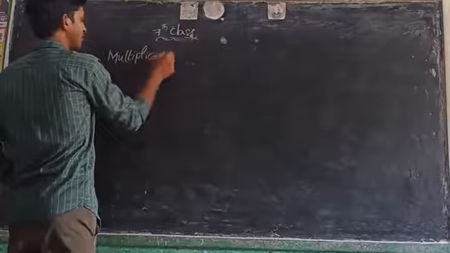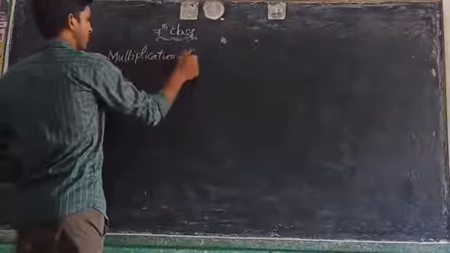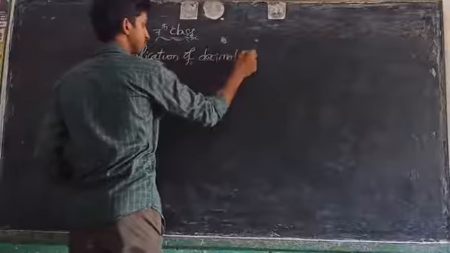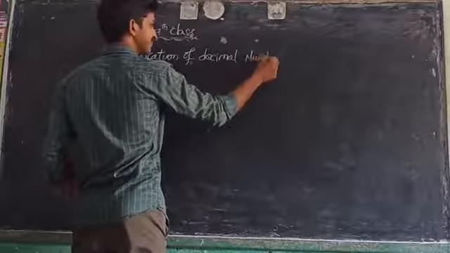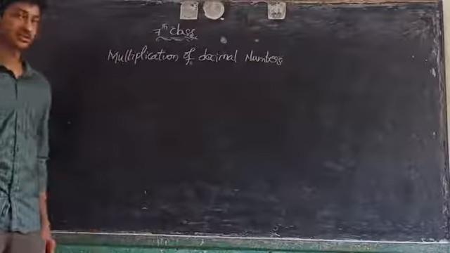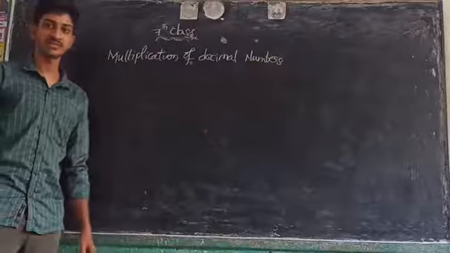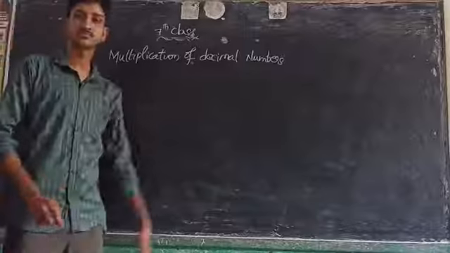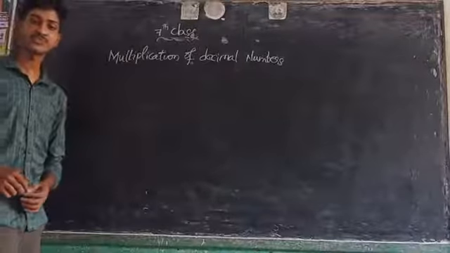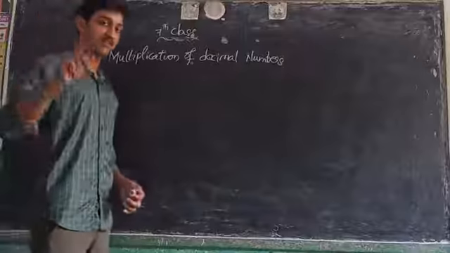Multiplication of decimal numbers. Okay, so my next topic is multiplication of decimal numbers. Multiplication of decimal numbers means we have to multiply two decimal numbers here.